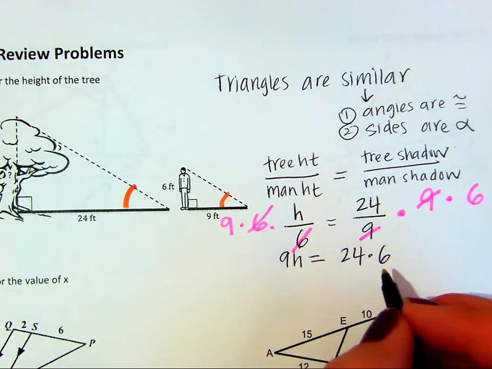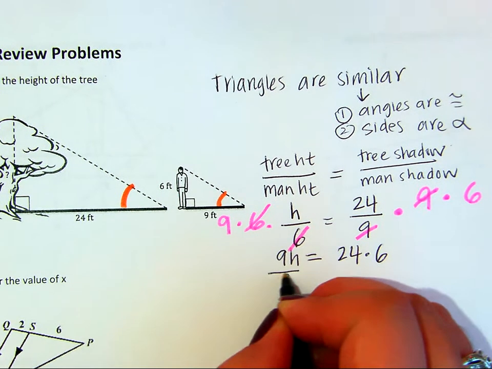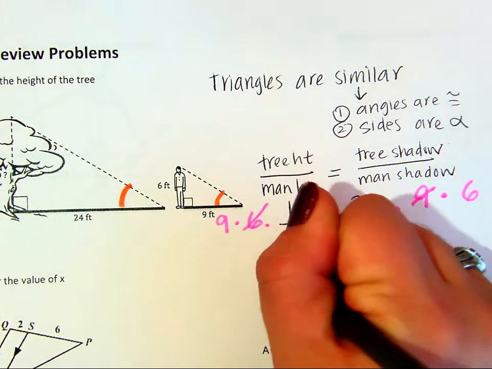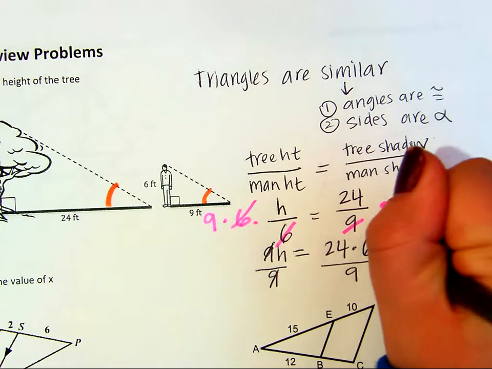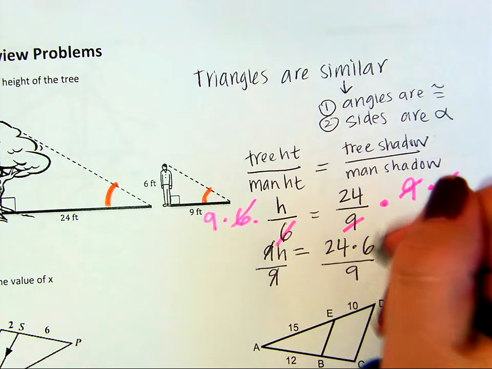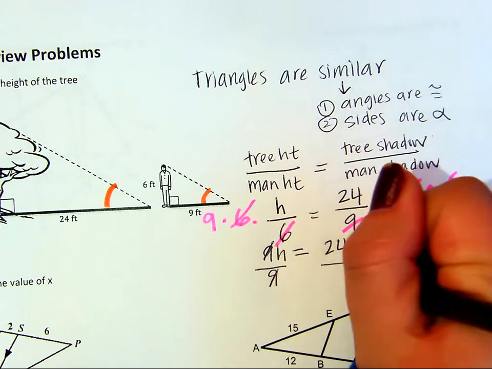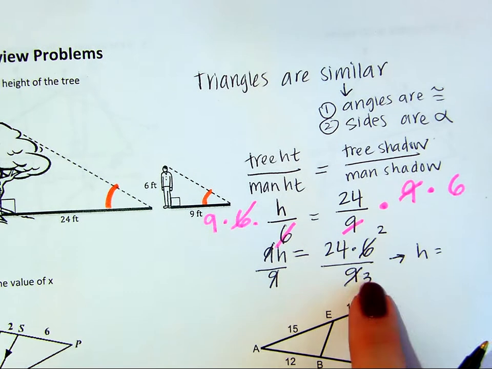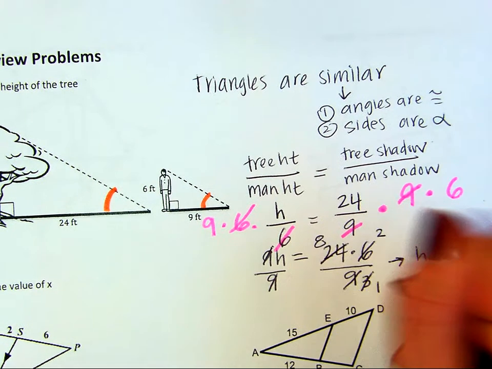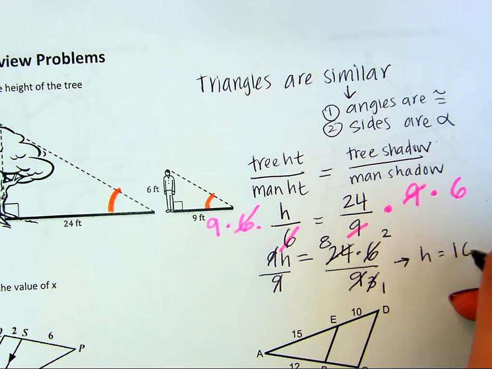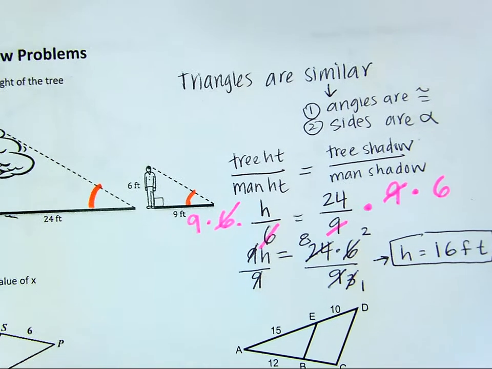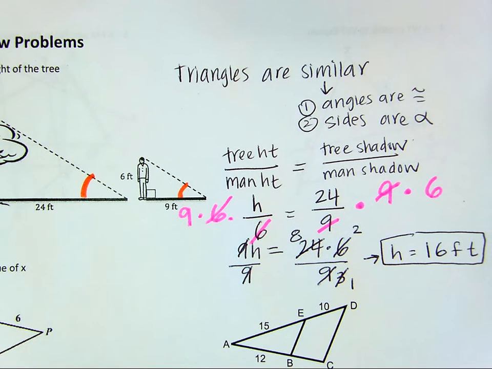And since I don't have a calculator, I'm not going to multiply this just yet. I'm just going to divide by 9 and reduce the fraction that way. So my 9's divide out. So I have the height of the tree equals, and I know that 3 goes into 6 and 9. 3 goes into 6 twice and into 9 3 times, and 3 goes into 24 8 times, and 3 goes into 3 1 time. So 6 times 2 ends up giving me 16 feet. So 16 feet ends up being the height of that tree.